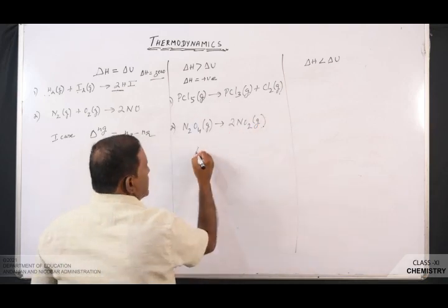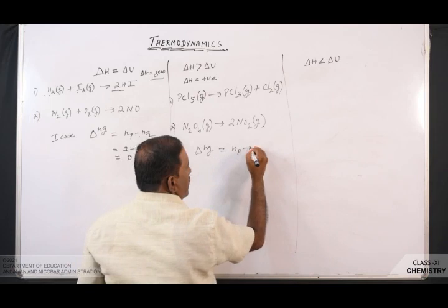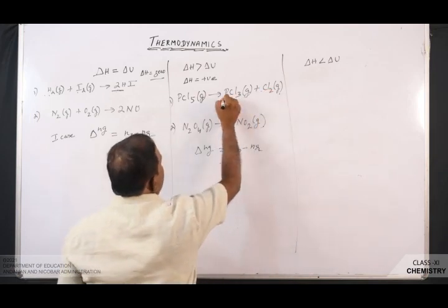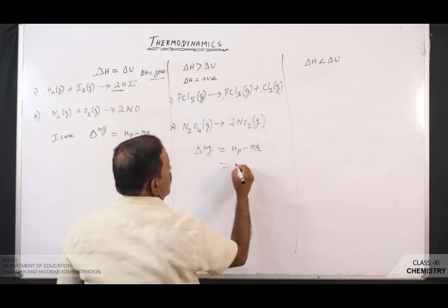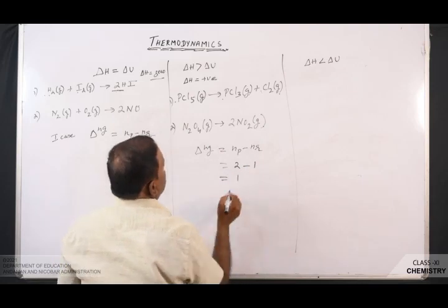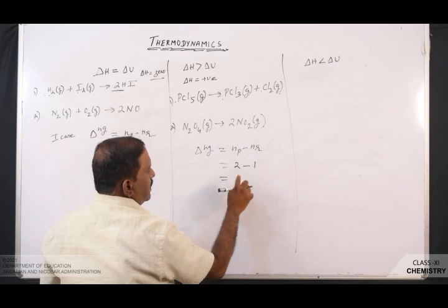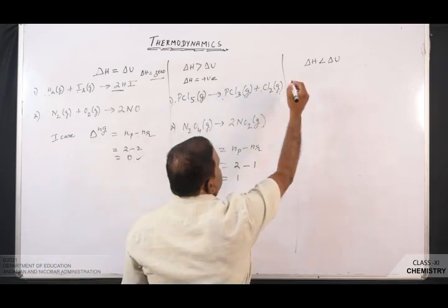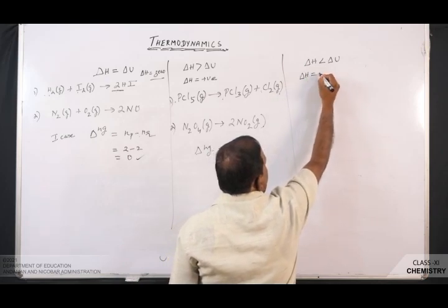In the first case, delta Ng is Np minus Nr. So here it is 1 mole plus 1 mole, that is 2 moles, minus 1 mole. So that is 1, which is positive. In the second case also, 2 minus 1 is 1, which is positive. Is it clear? Now next is the case where delta H is negative.